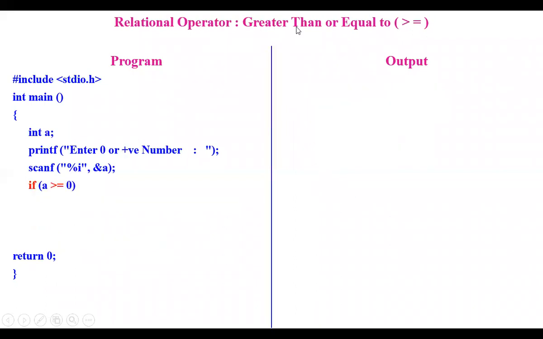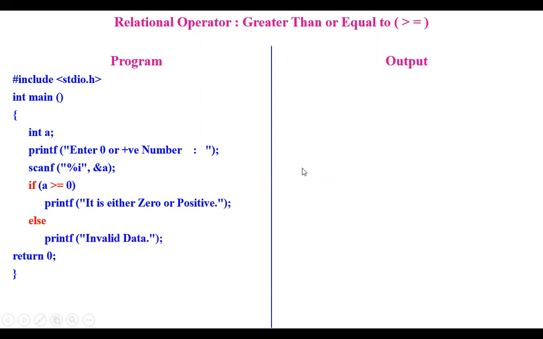Next, greater than or equal to. Greater than or equal to, same, it is asking for 0 or a positive number. Assign that value to A. And if A is greater than or equal to 0, that means if it is positive or 0, it should say that. Otherwise, it says invalid. Now, enter 0 or positive value. Suppose I entered 45, a positive number. It says either it must be 0 or positive.